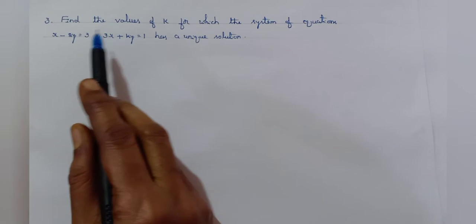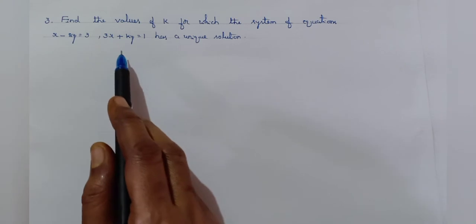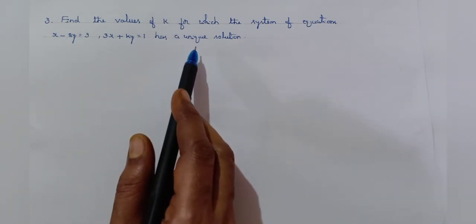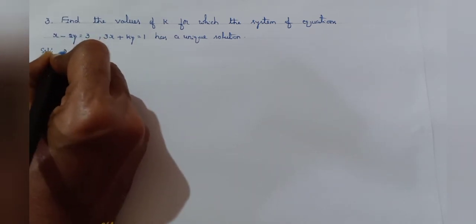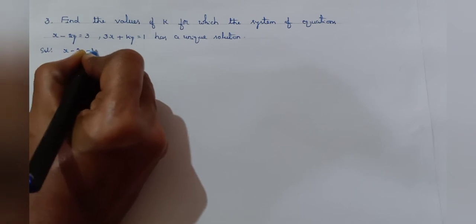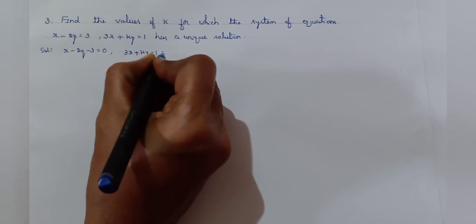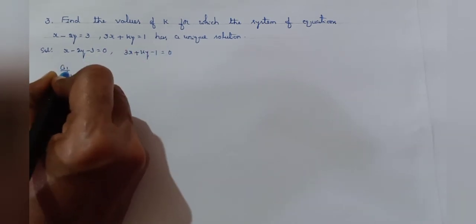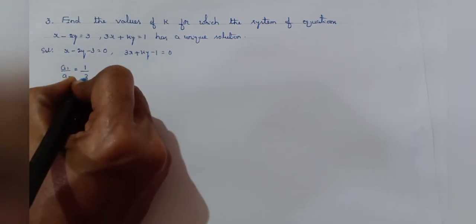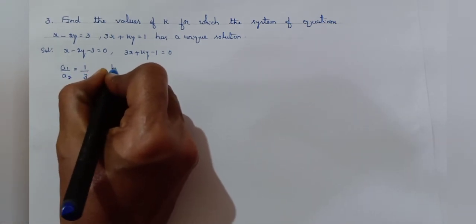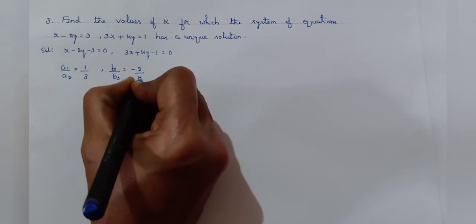Next question. Find the values of k for which the system of equations x minus 2y is equal to 3, 3x plus ky is equal to 1 has a unique solution. Now, express the given linear pair in standard form. x minus 2y minus 3 is equal to 0 and 3x plus ky minus 1 is equal to 0. Find out the ratio of a1 by a2. a1 is 1 and a2 is 3 and find out the ratio of b1 by b2. b1 is minus 2 and b2 is k.